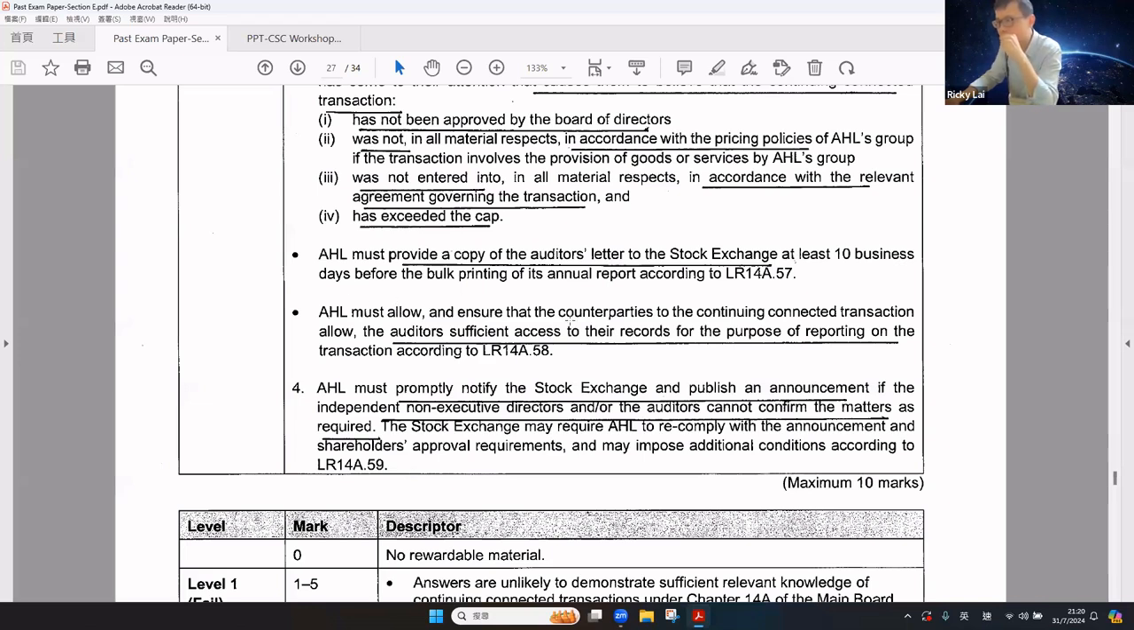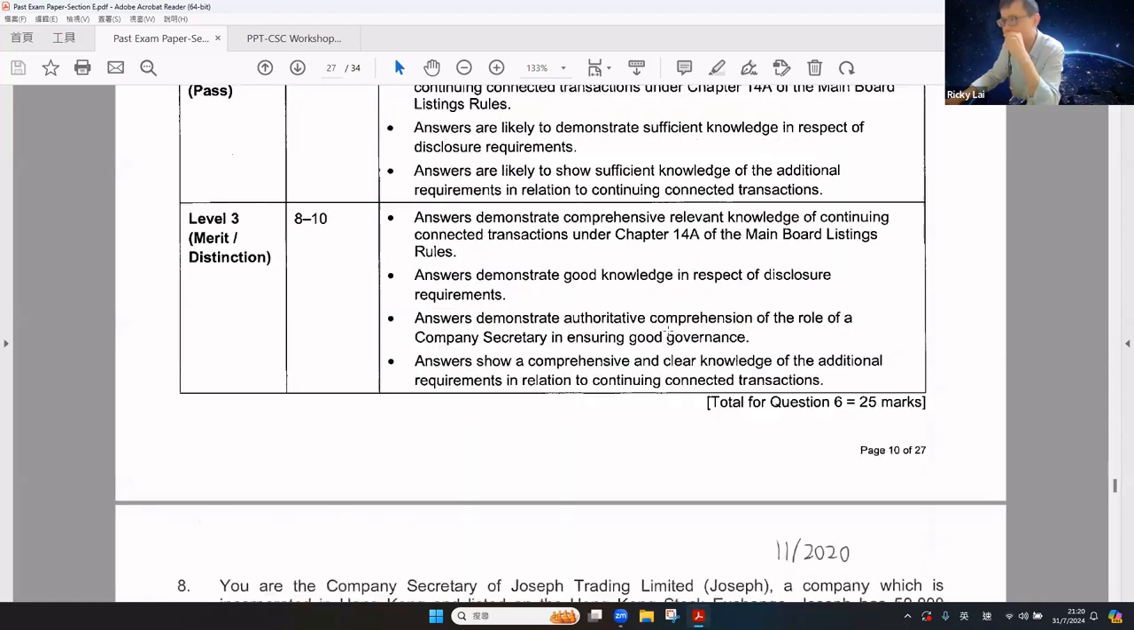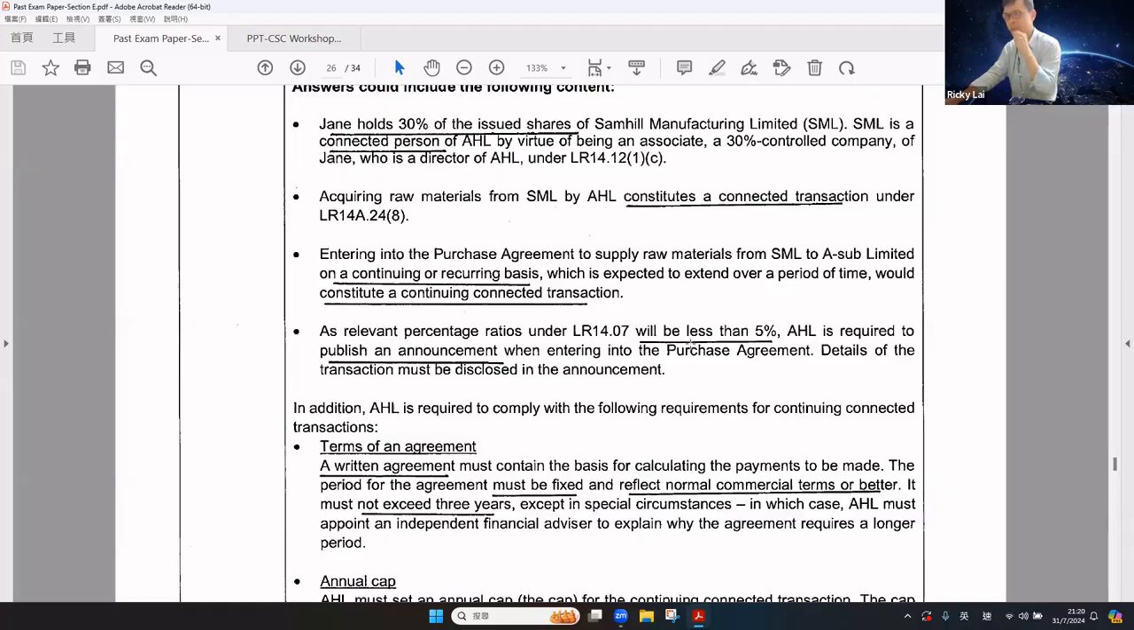The company must allow, and ensure that the counterparty to the CCT allows, the auditor sufficient access to their records for the purpose of reporting on the CCT. The company must also notify the stock exchange and publish an announcement if the INEDs and/or the auditor cannot confirm the matters as required. Then the stock exchange may require the listed company to comply with the announcement and shareholder approval requirements and impose any additional conditions. So the second part is very straightforward.